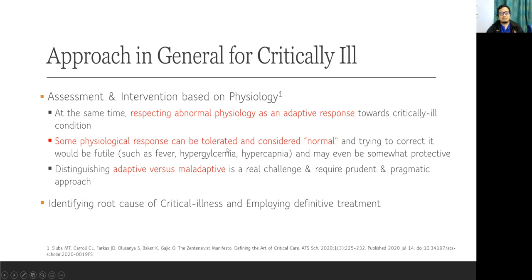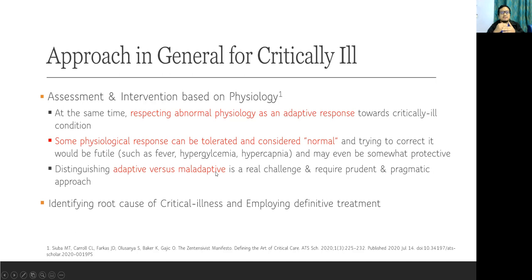Because some physiological responses can be tolerated and considered even normal, and trying to correct them will be futile, such as fever, hyperglycemia, and hypercapnia. Especially hyperglycemia and hypercapnia. In recent ICU studies, it's been proven that hypercapnia in ARDS is actually somewhat protective, because when we protect the lung with a lung protective ventilation strategy, the mortality and the complications will markedly reduce. And hyperglycemia, of course, from the NICE-SUGAR trial, you shouldn't do very intensive glucose correction because it may lead to even more problems. But the problem usually lies in distinguishing adaptive response and maladaptive response.